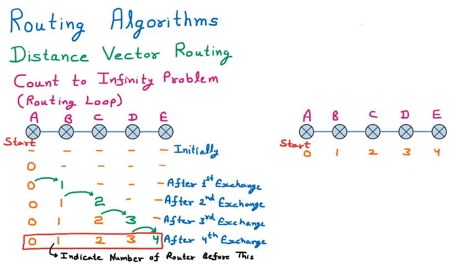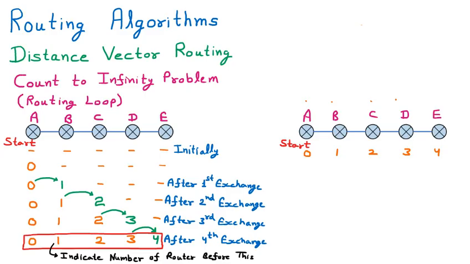The meaning is that 4 means there are 4 routers before that. If we check that the value of E is 4, that means 1, 2, 3 and 4. That means 4 routers are before that. So A, B, C, D are the 4 routers which are before the E. Now where does the problem start?